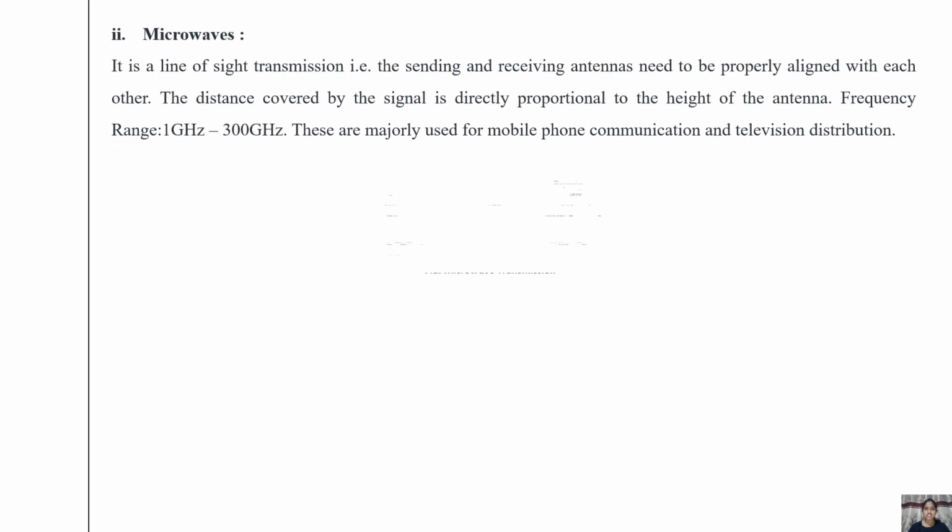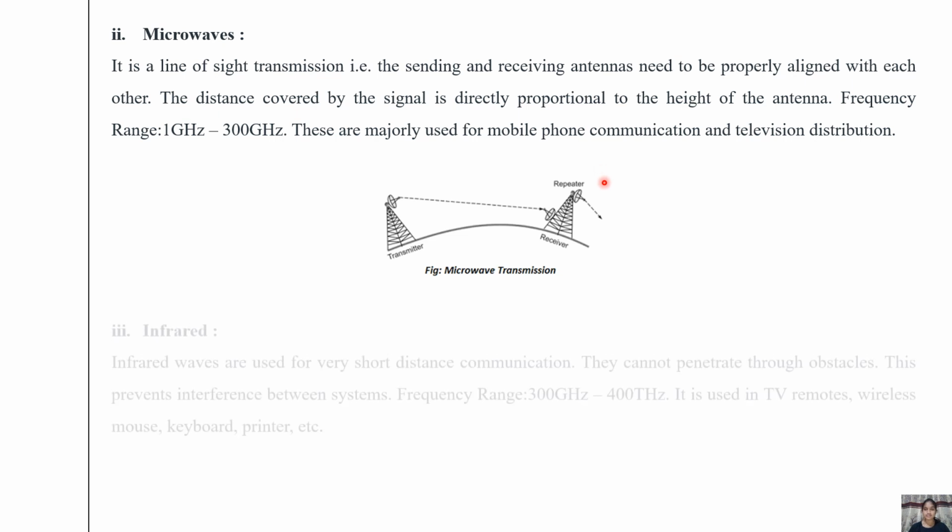The next one is microwaves. It is line of sight transmission. That is, the sending and the receiving antennas need to be properly aligned with each other. The distance covered by a signal is directly proportional to the height of the antennas. Frequency range is 1 GHz to 300 GHz. These are majorly used for mobile phone communication and television distribution.